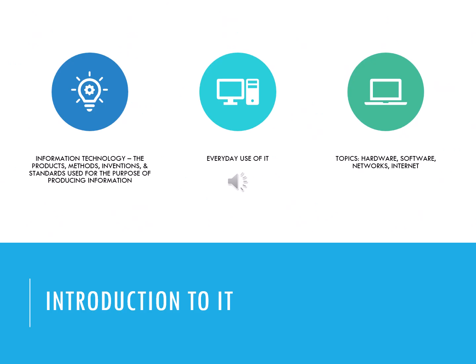So, exactly what is information technology? Information technology is the products, methods, inventions, and standards used for the purpose of producing information. The basic concepts within information technology are hardware, software, networks, and the internet. And as you go through the video, you will learn the everyday use of it and exactly what it is.